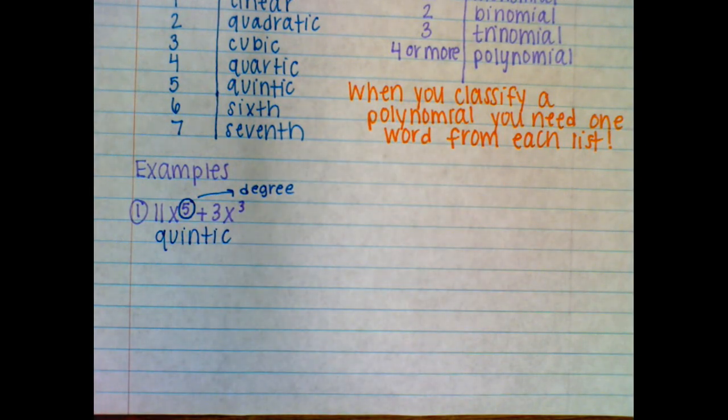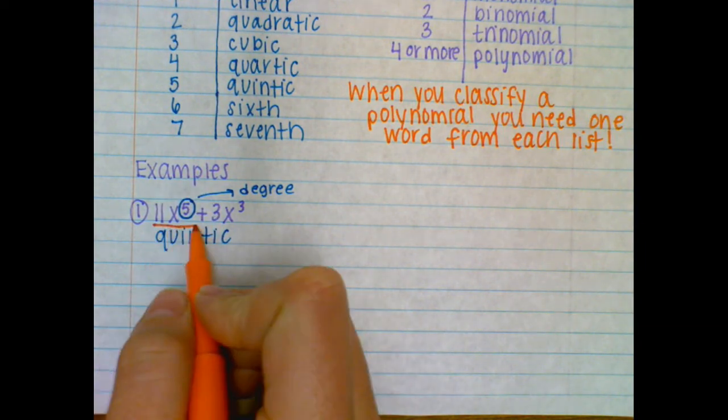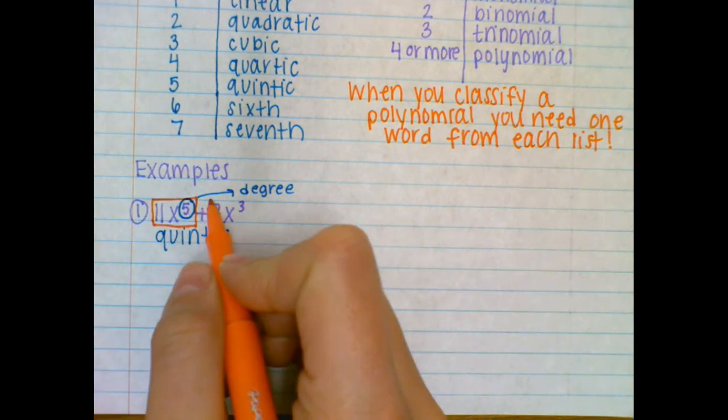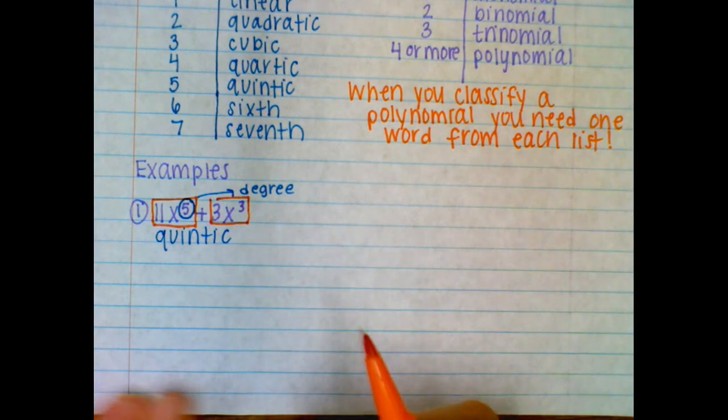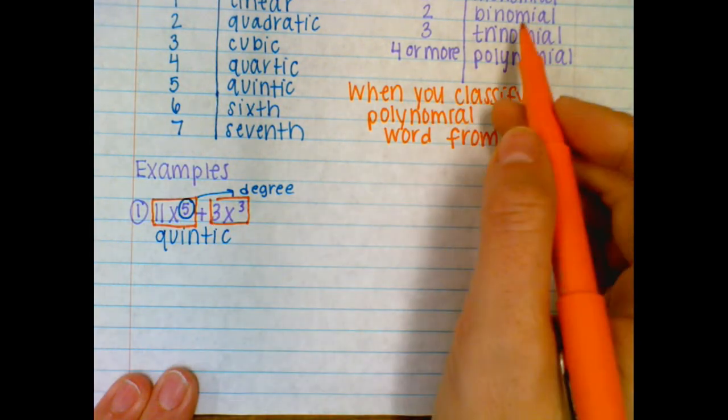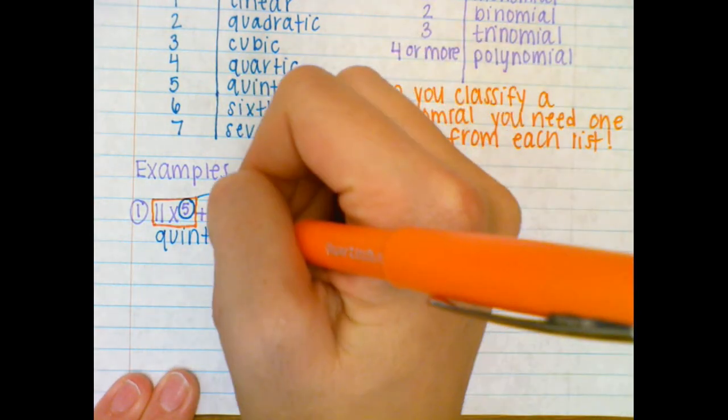And then the second part of this is how many terms they have. So there is one term here, and there is another term here. So it has 2 terms. So it's a quintic, and then if I look at my list, 2 terms, binomial.